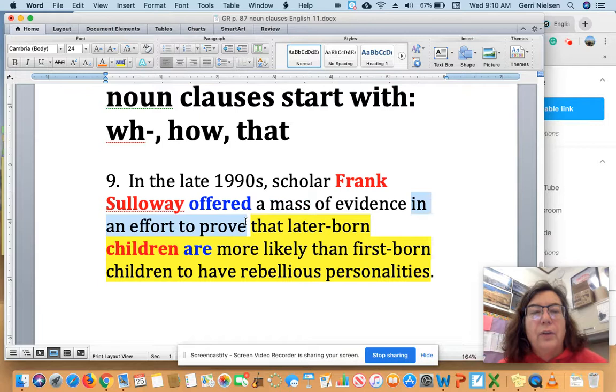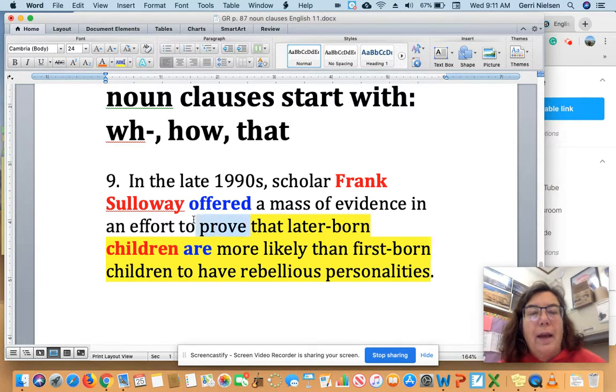Here's a couple phrases. In an effort to prove. So we got a bunch of phrases going on here. So the thing that he was going to prove is this. He was going to prove this idea, that later-born children are more likely than first-born children to have rebellious personalities. That idea or that thing is the thing he was going to prove. It's a noun. It's a noun clause.